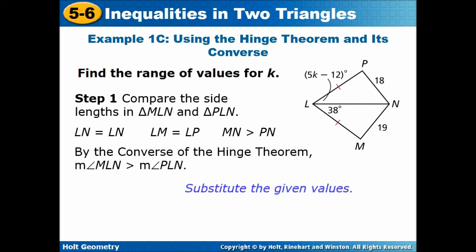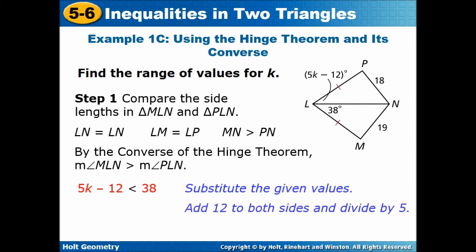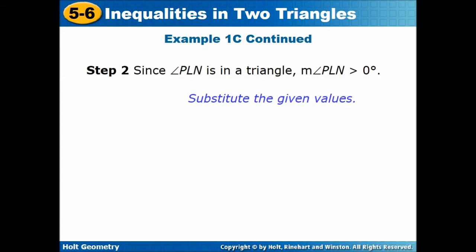So substitute the given values for the measures of angle MLN and PLN, and you get 5k minus 12 has to be less than 38. Now add 12 to both sides and divide by 5. Simple algebra. And you get k is less than 10. So next we're going to substitute k into the expression. Okay, in step 2, we're going to do the next combination.